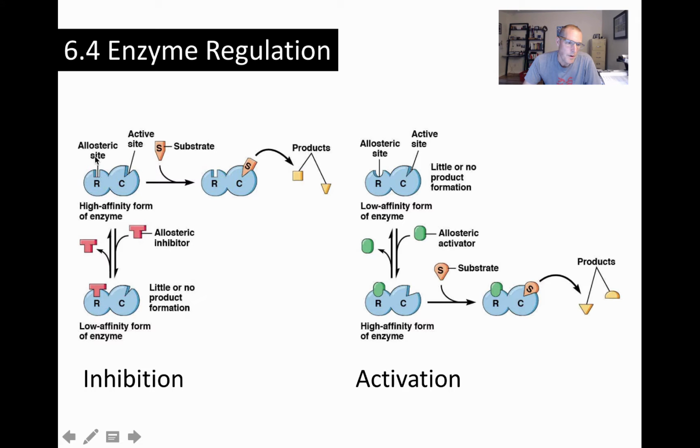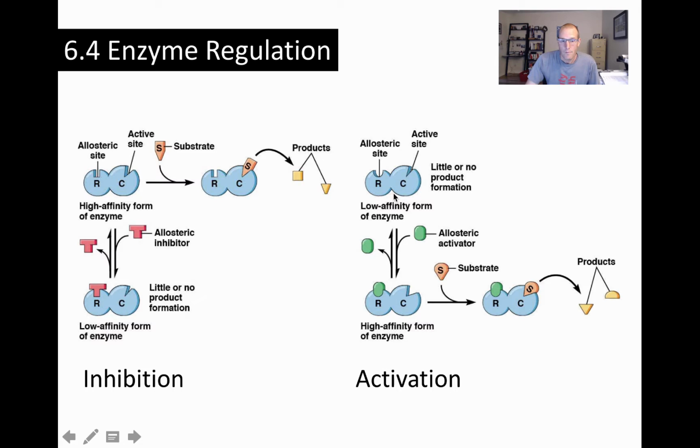An allosteric inhibitor binds to the regulatory subunit in an allosteric site, and that turns the enzyme off. The binding of the allosteric inhibitor is reducing the affinity of the catalytic subunit for its substrate, and subsequently we don't have product formation.